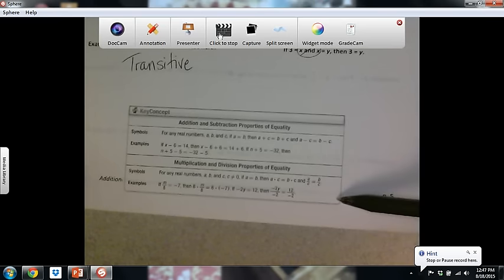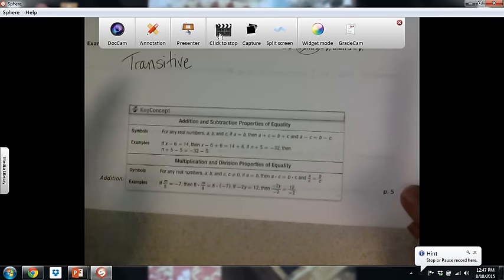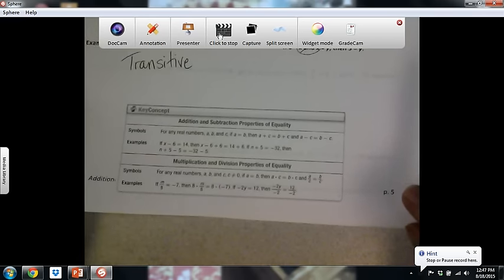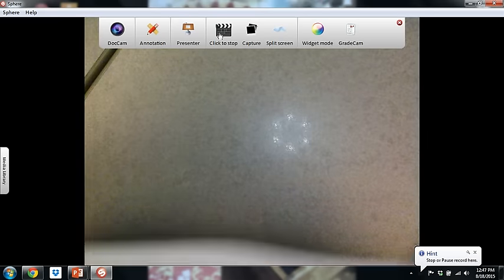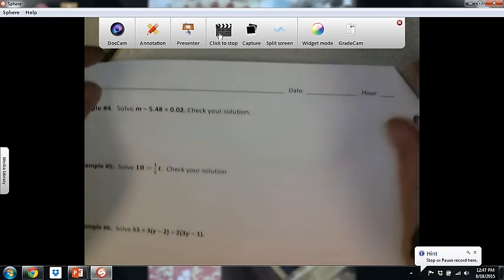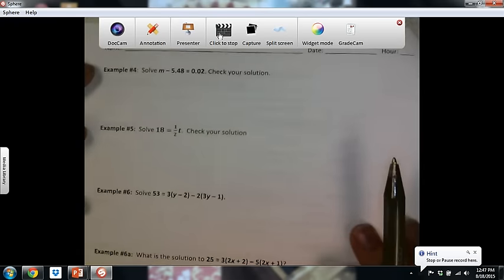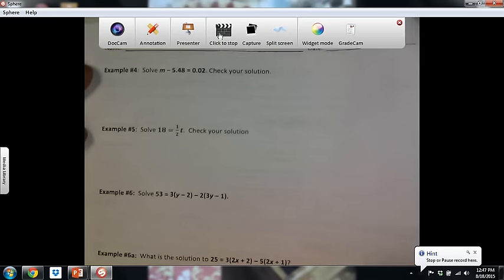All of that may sound like a very complicated piece. These are things you've heard before, but our goal is to make sure that whatever we do to one side, we do to both sides of the equal sign. There are some examples on the back of this page that we'll take a look at. So flip to example number 4. Examples 4 and 5 should be very straightforward for you. They're simply solving one-step equations.